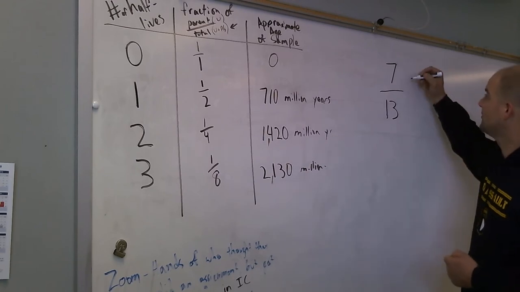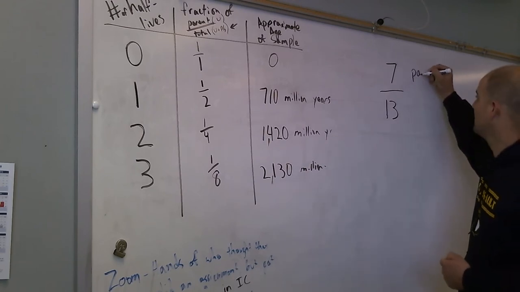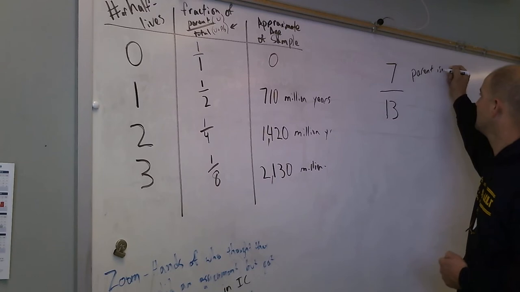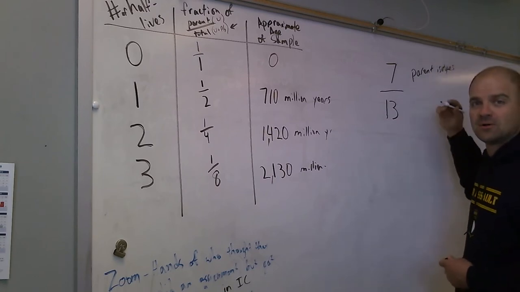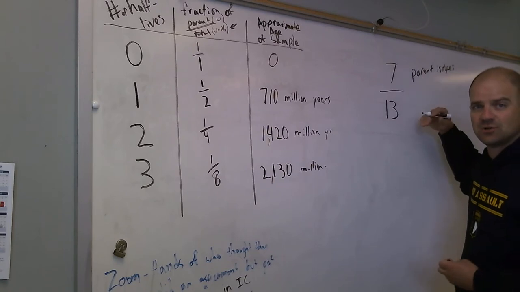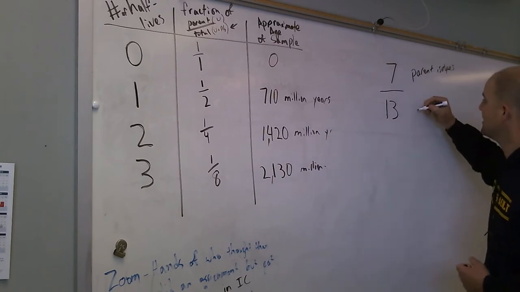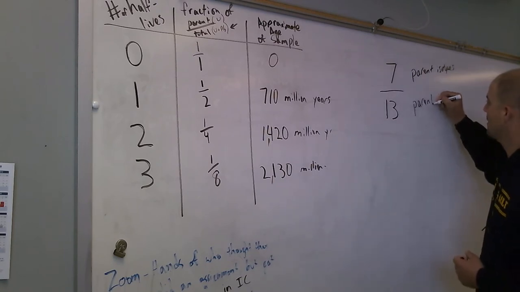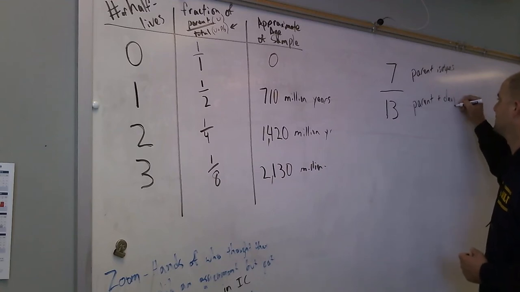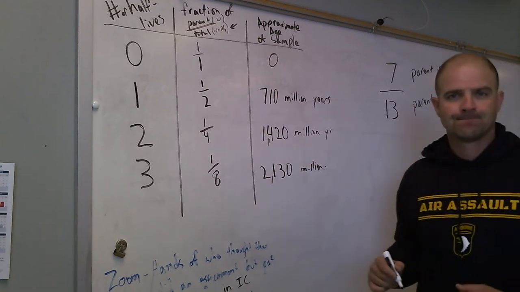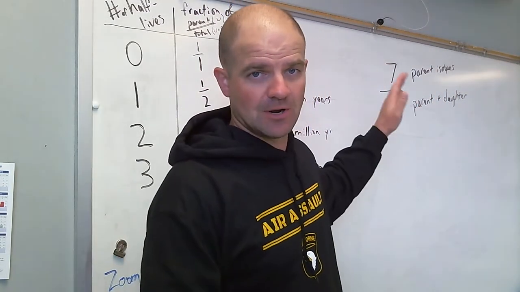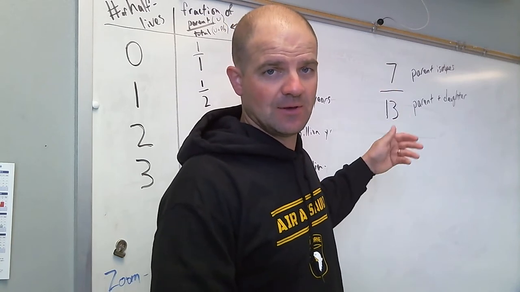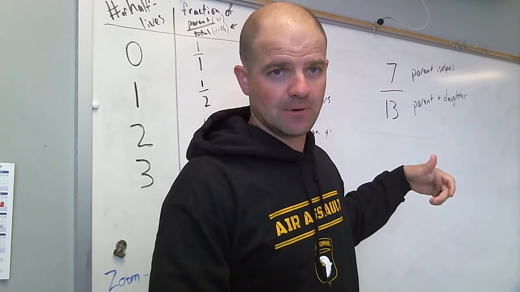Which means that we have 7 parent isotopes in relation to a total of 13 parent plus daughter isotopes. Okay? So in this decay series, those parent isotopes are uranium and the daughter isotopes are lead. Okay?